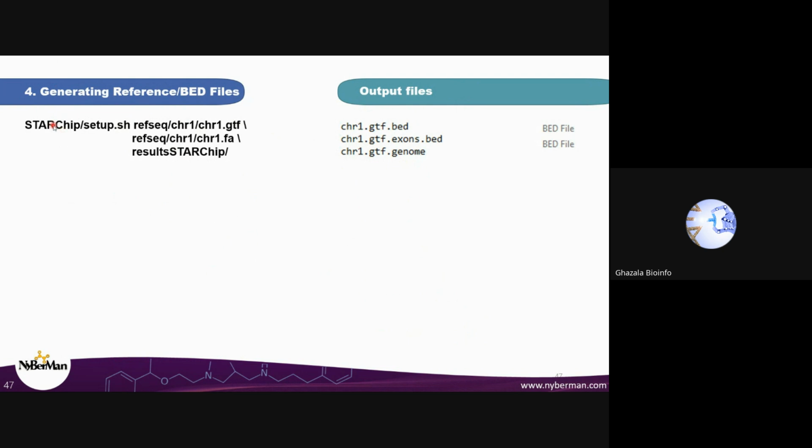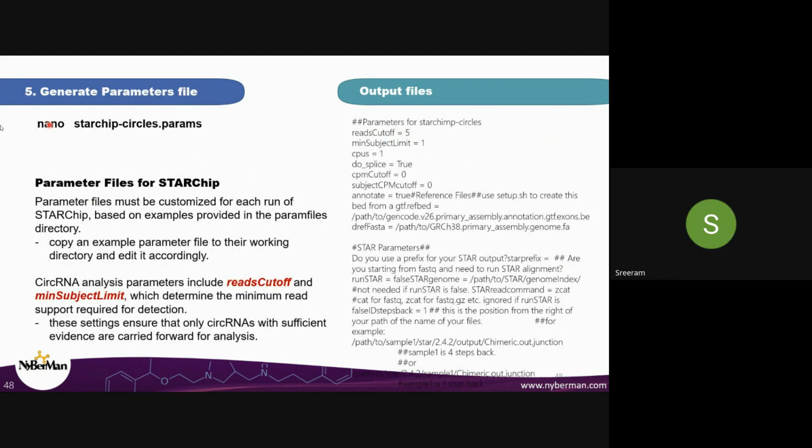So here we are using the StarChip setup shell script to get the bed files that are required by StarChip. Okay, and for our reference genome, the data that we have, we will be using that to convert it into a bed file, because that is required by the StarChip Perl script to generate the results. Yes. And then we need to customize the parameter file for StarChip.